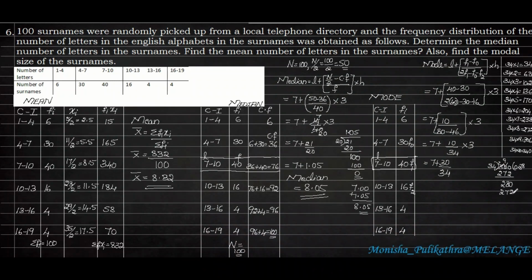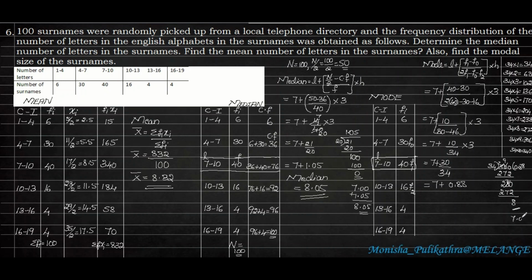So 272. So 10 minus 2 is 8. Okay, again 8 comes. So after the point 2 digits are there, so I'll be stopping the division here itself. So 30 by 34 is 0.88.